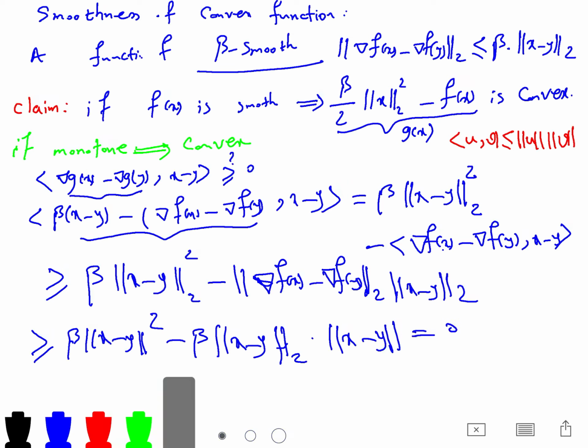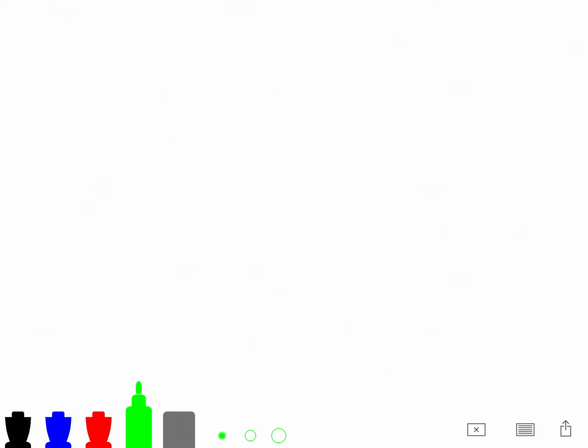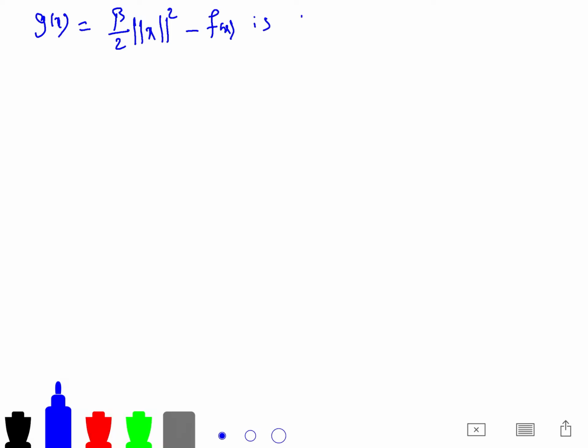And so we have proved that the gradient of g is monotone, and therefore g is convex. So our proof is now complete. So we have shown that g of x, which is defined by beta over 2 norm x squared minus f of x, is convex, and by the definition of a convex function, you can write g of y is greater than or equal to g of x plus gradient of g of x times y minus x for any y.